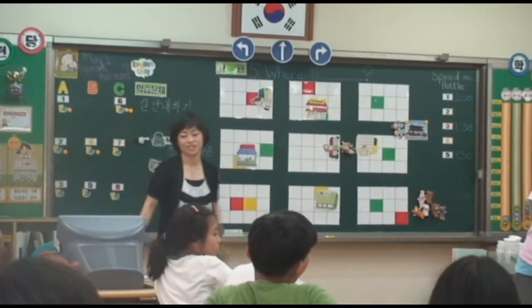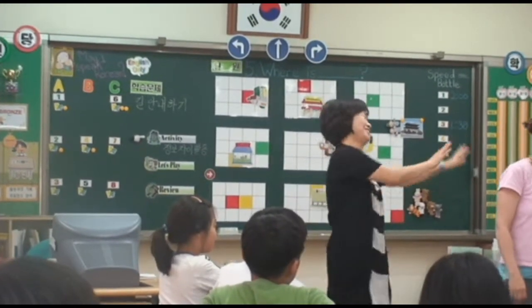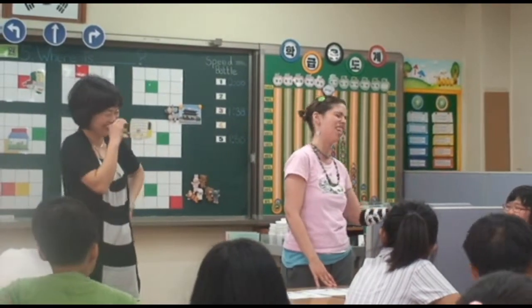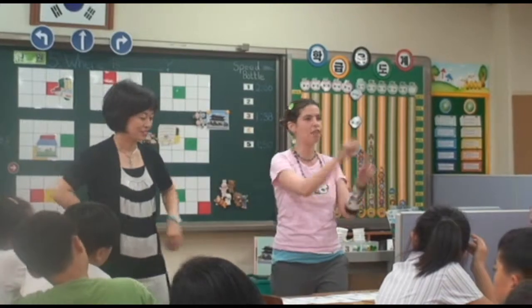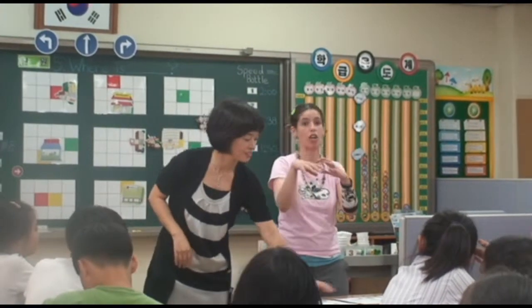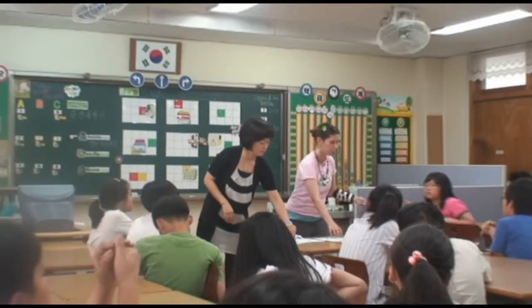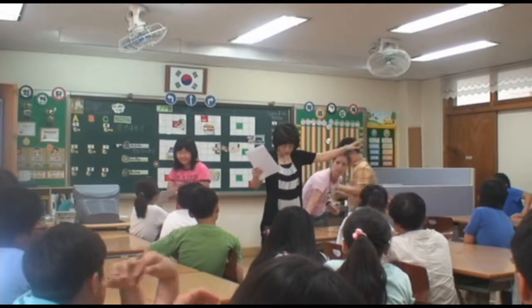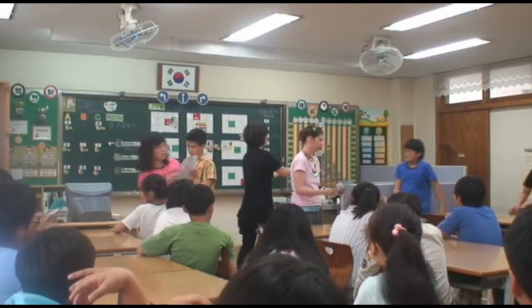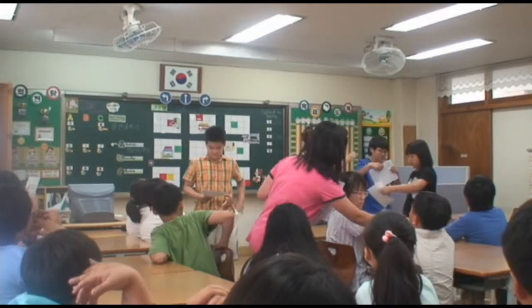Okay, let's start with the information gap. There are 4 maps, and every map is different, and you must talk to each other. Group 6, Ikumi, give it to Ikumi. Nanami, give it to Nanami. Kirugi, give it to every Kirugi.